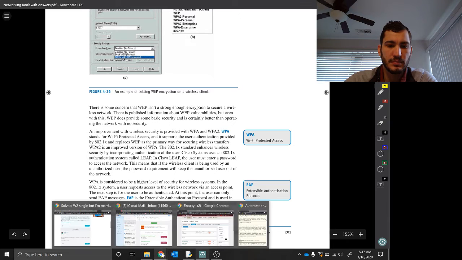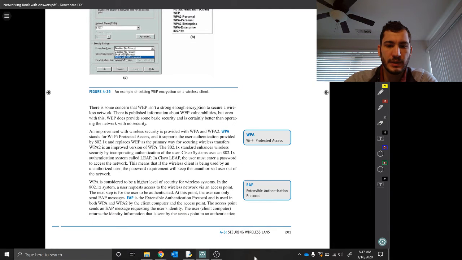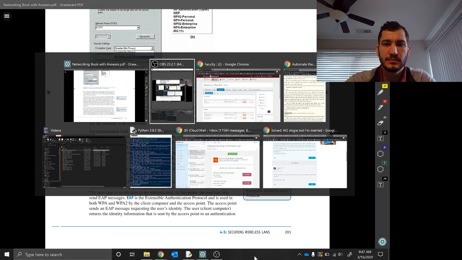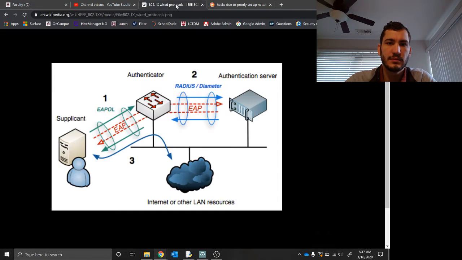And so I have a little picture. Here it is. This supplicant is your machine, and it's talking to the authenticator, which would be your access point. And then you have this authentication server. And RADIUS, later in the chapter, is a form of authentication, authorization, and accounting. Those AAA, that's a Network+ and Security+ term. You guys will need to know that.